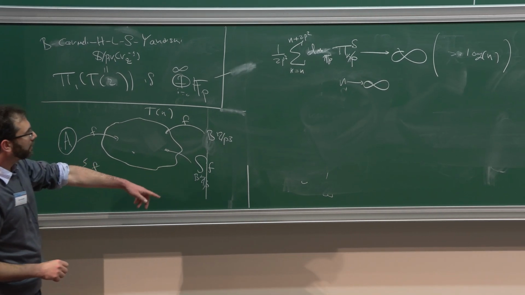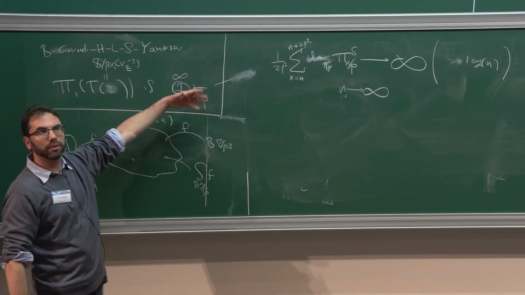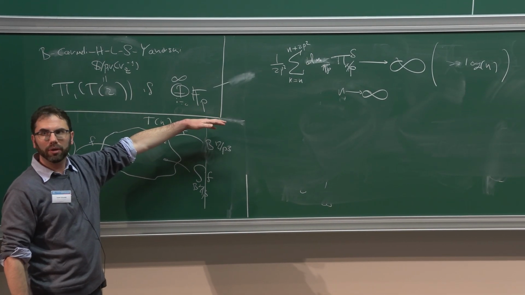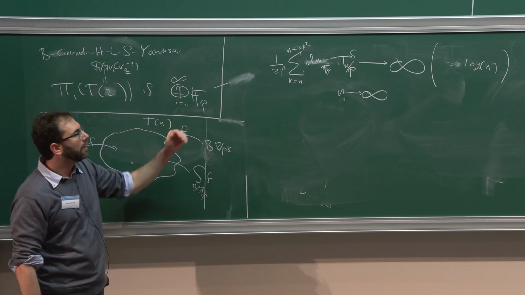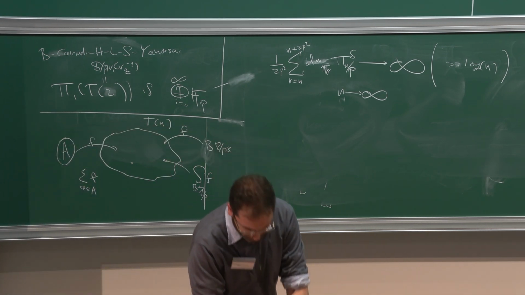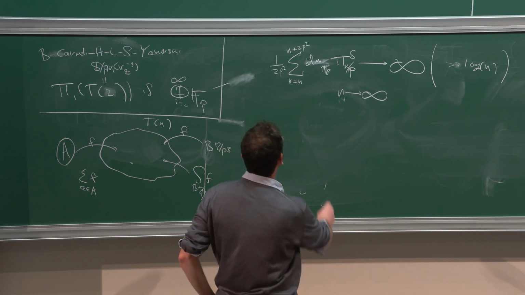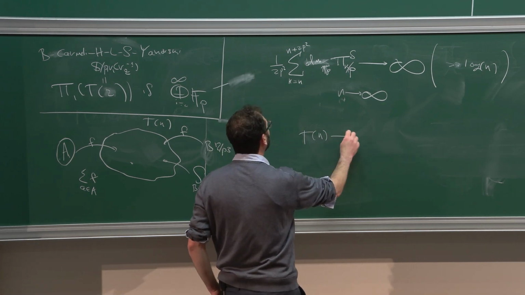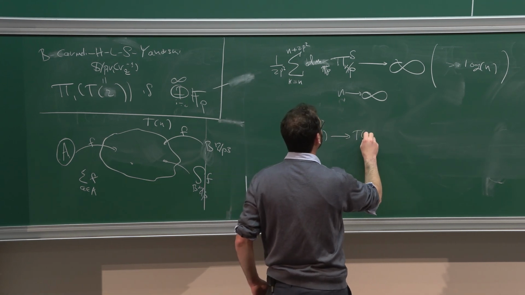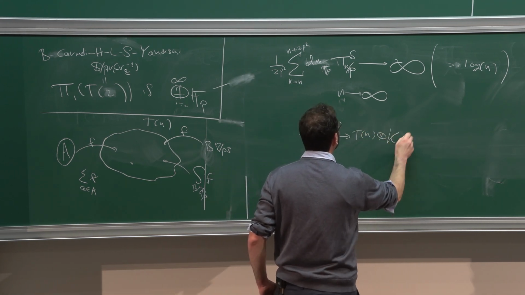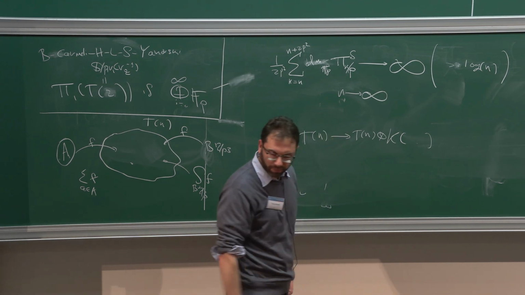By doing these kinds of computations, we can produce all of those additional classes. I don't have time to say anything about the way we detect that they're non-zero, but essentially, we do it by mapping to some well-chosen spectrum, which is constructed using K-theory. And I'll stop here.